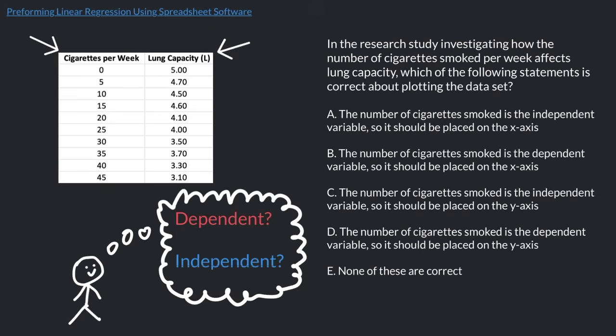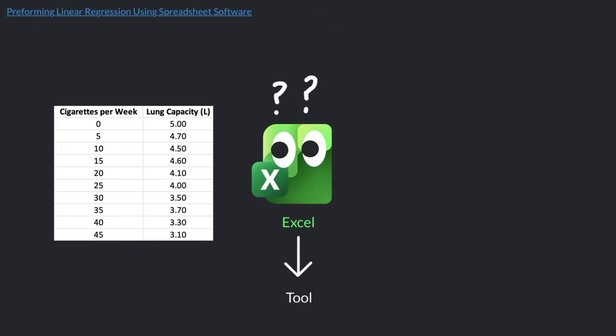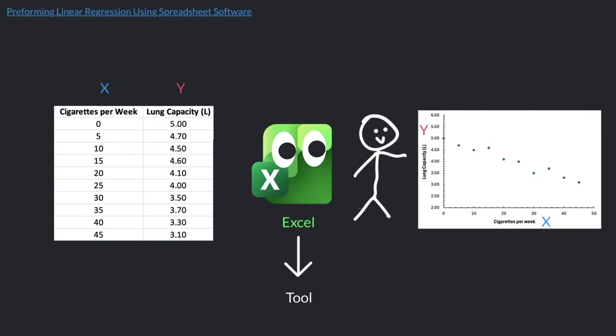In this study, cigarette consumption is the independent variable and should be placed on the x-axis. On the other hand, the lung capacity is the dependent variable and should be placed on the y-axis. It is very important to determine our x and y axes before creating the plot. Excel is simply a tool, so it sees the data points as numbers without any meaning. It's up to us to tell Excel which variable goes where.